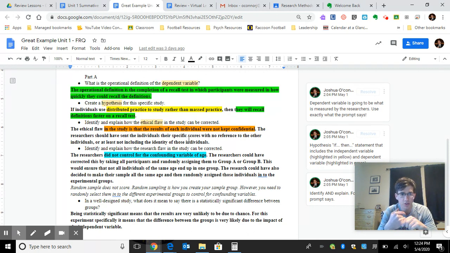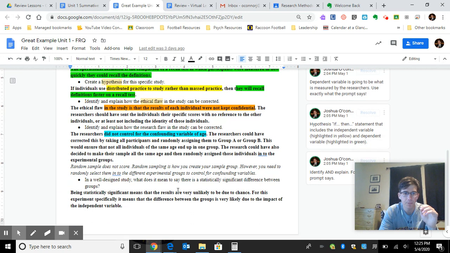So the researchers could have corrected this by taking all participants and randomly assigning them to group A or group B. So that was one way you could score the point there. Or you could have also said make everyone the same age. So like all the people are going to be 25 years old. However, if you said that, you would probably still want to put in there random assignment into the two groups. So whenever you have multiple groups in your experiment, you want to use random assignment.